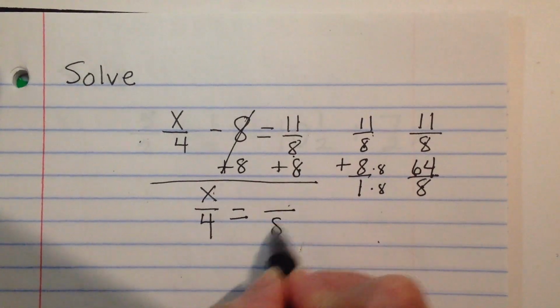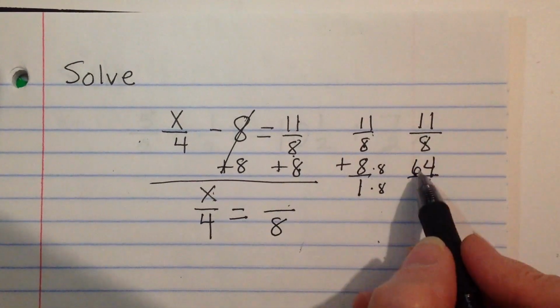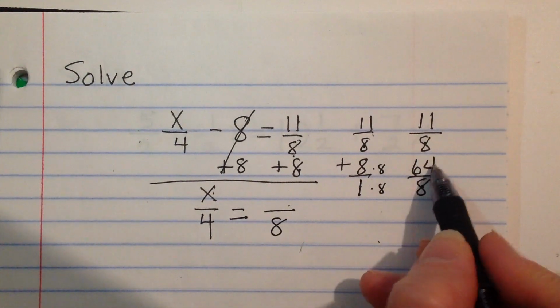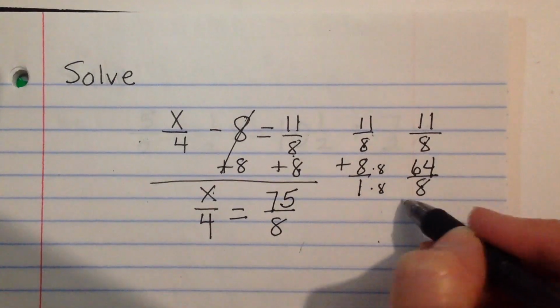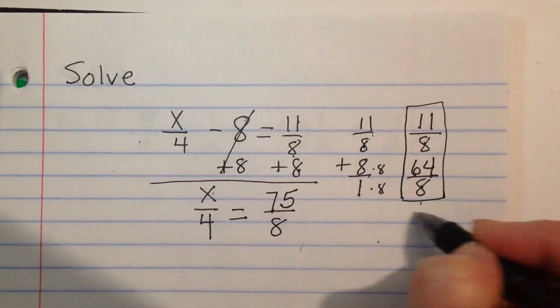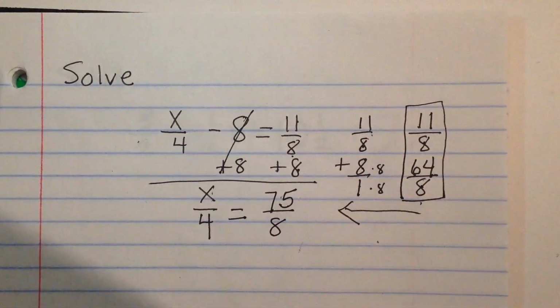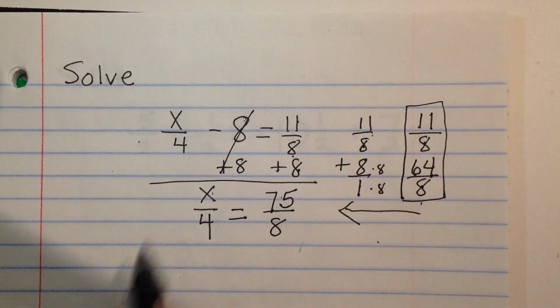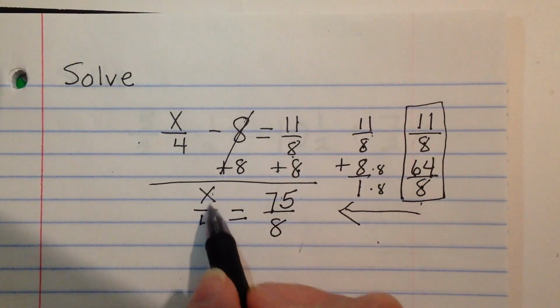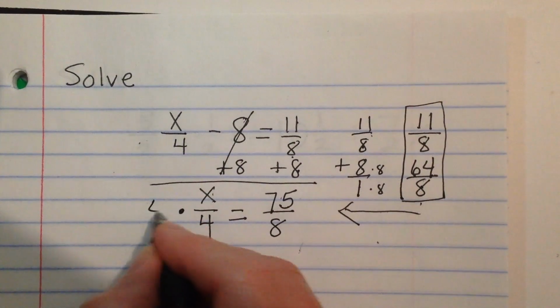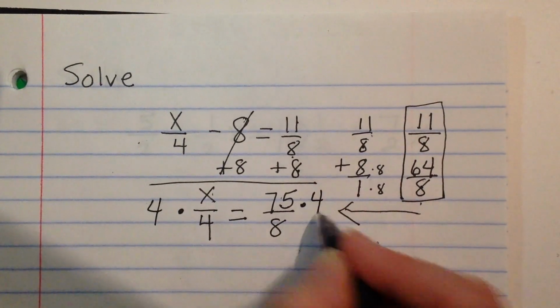Now write down that common denominator. 11 plus 64 gives you 75. So when I added these two fractions together, I got 75/8. Now to undo the division of x divided by 4, I will multiply both sides by 4.